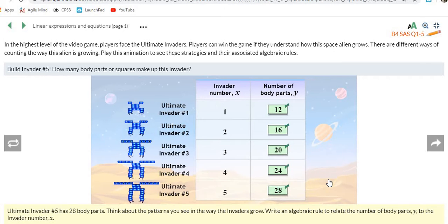Check this. We are good. So we used patterns in a table to help look at the body part numbers.